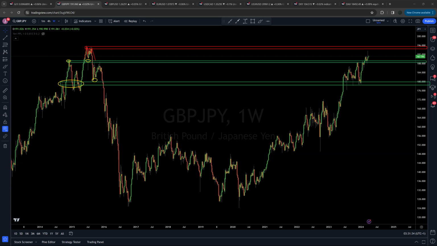And we can even see that here. And here you even had the break and retest above the high before shifting structure there, right? Pretty interesting, right?